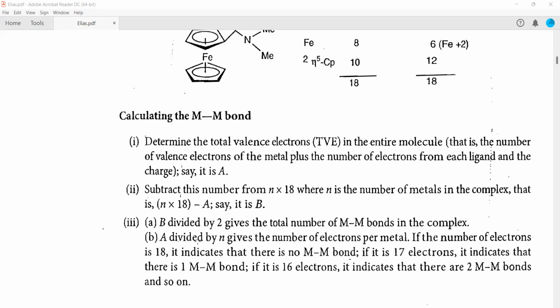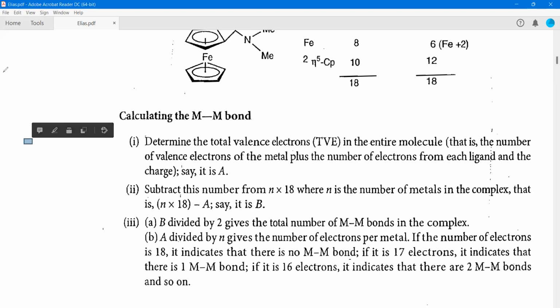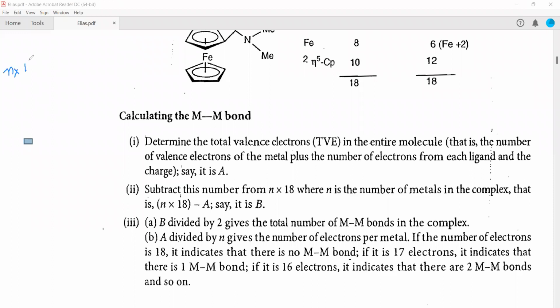Now, what you have to do, you need to calculate n into 18, then subtract the total number of valence electrons, and then divide by 2. That will give you the number of bonds, because 2 electrons form 1 bond. That is why you need to divide by 2, because you need to count the number of bonds. Each bond has 2 electrons engaged, and what you counted is the number of electrons.